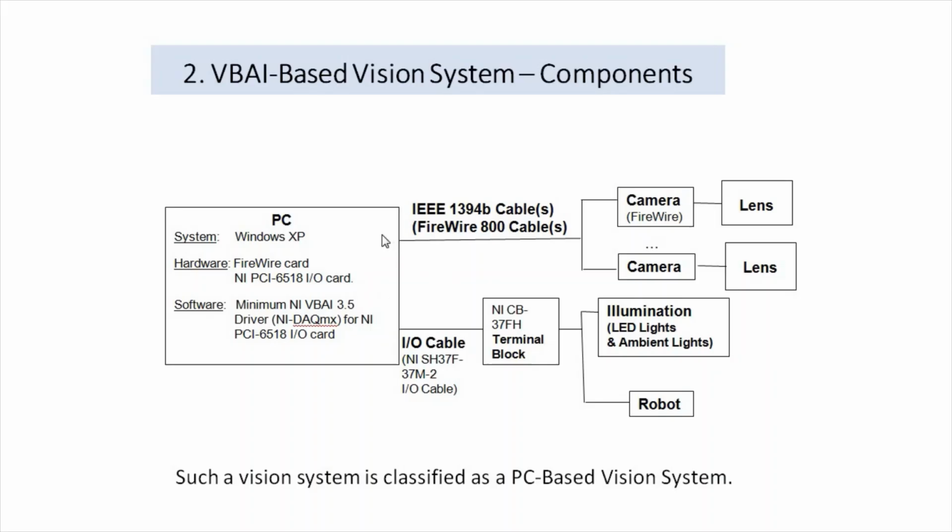Between the personal computer and the cameras are the FireWire cables, and there is a cable to the terminal block, which is connected to the LED lights and the robot. Such a vision system is classified as a PC-based vision system. The other type of vision system is the smart camera-based vision system, such as the Cognex vision system.